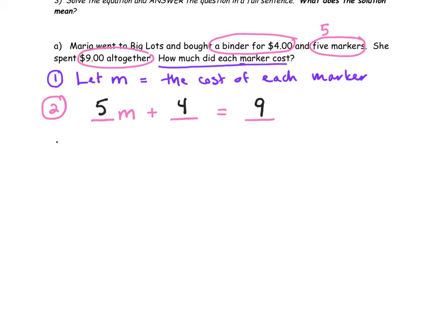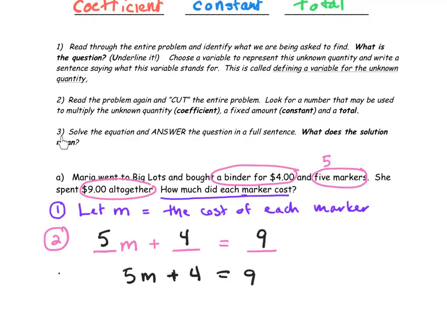So I'm going to go ahead and write this and just make it so it's not within our template. So this is the equation we're working with. Now let's go back up and look at what our final step is to finish this up. Number 3 says solve the equation and answer the question in a full sentence. This time it's not just raw numbers. The answer is going to have meaning because it's a word problem.